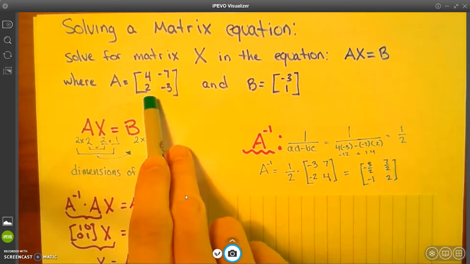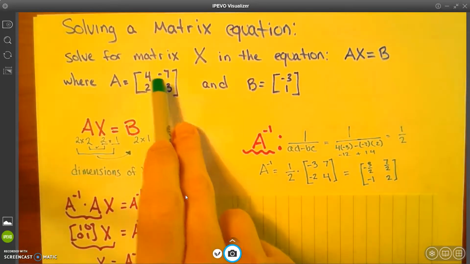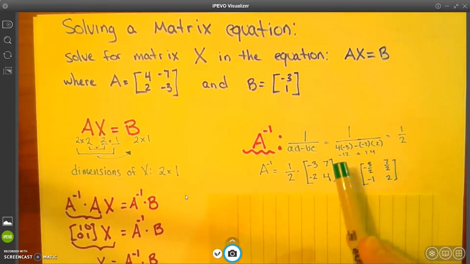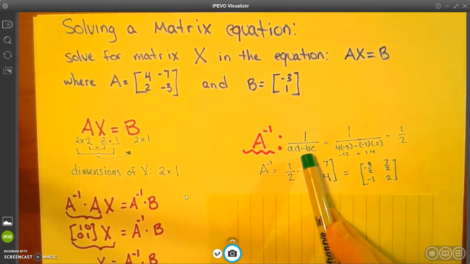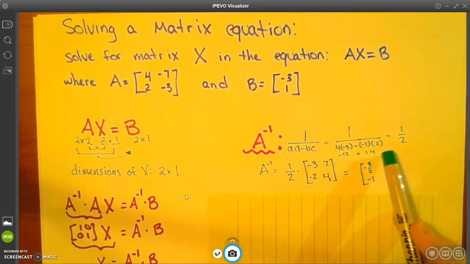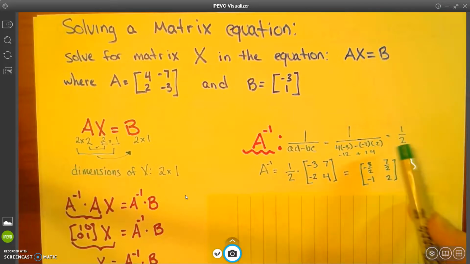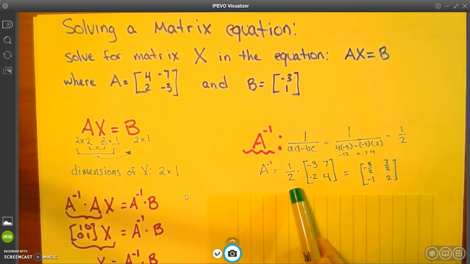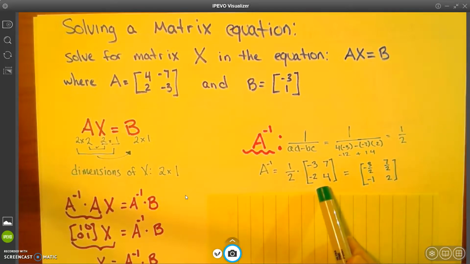Again, here's my A matrix, so this would be little a, b, c, d. So that's what I'm finding here. First, I'm going to find my coefficient for the inverse equation, and you can see step by step, it ends up being 1/2. Yes, we are going to have fractions. So we put the 1/2 in front, and again, we have to do some restructuring.